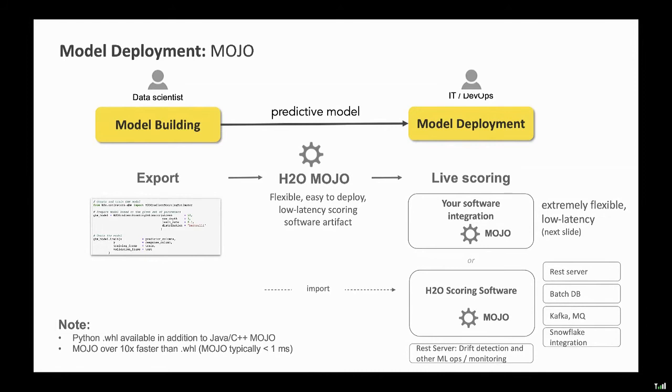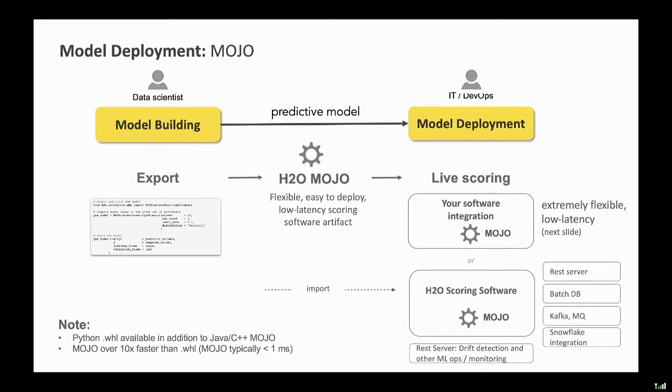Some may argue from some esoteric points, but I think fundamentally that's the story. So basically, the data scientist can run a single line of code that exports an artifact called a mojo, which is a Java binary, and I'll get into a little bit more detail, and that you can either integrate into your own software system or you can integrate it into software that we provide.